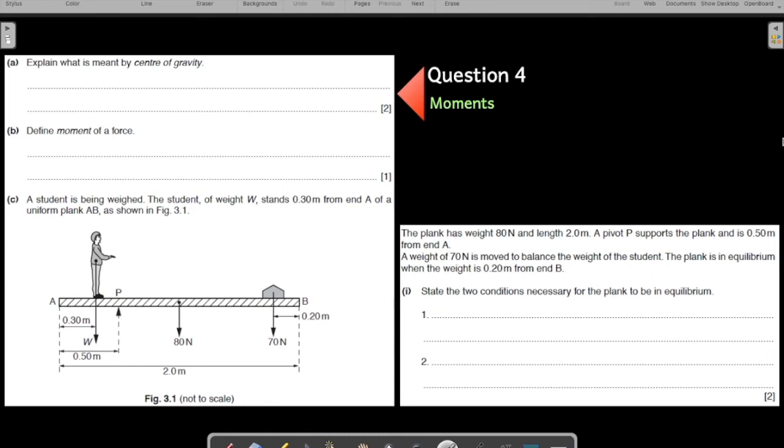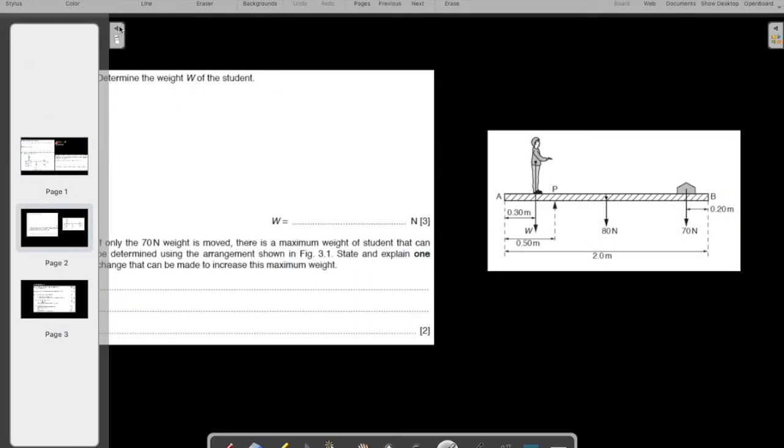Hello students, I believe that you are learning this topic, moments, quite well because we are on question number 4 now. This is your past paper AS Physics question. As I always say, take a moment to pause the screen, try to solve the question yourself, come back, play the video again to look at the working of it.